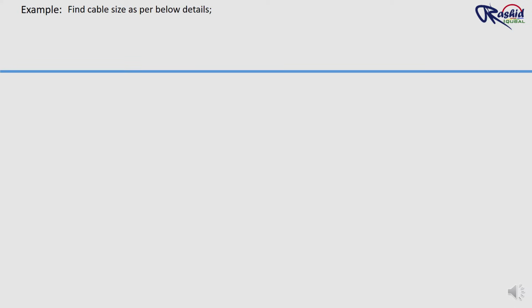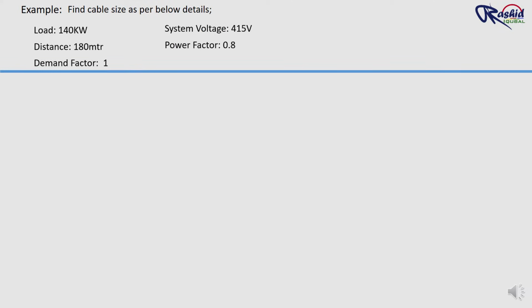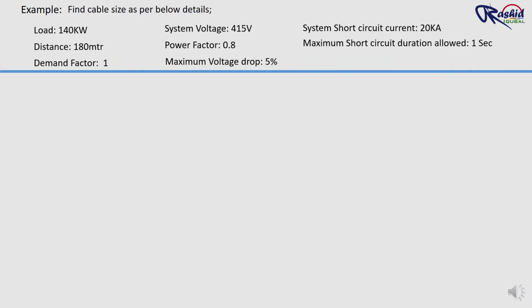In this example, find the cable size as per the below details. The load is 140 kilowatt. Distance is mentioned as 180 meter. Demand factor 1. System voltage 415 volt. Power factor 0.8. Maximum voltage drop 5%. System short circuit current is 20 kiloampere. Maximum short circuit duration allowed 1 second. So we need all this information while selecting the cable. According to this information, we are going to select the cable.